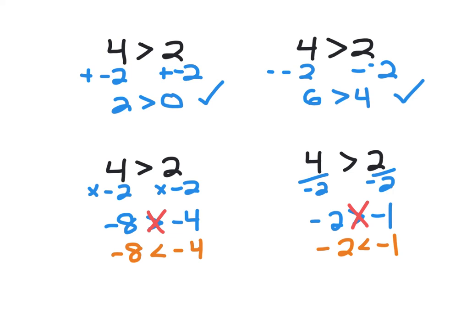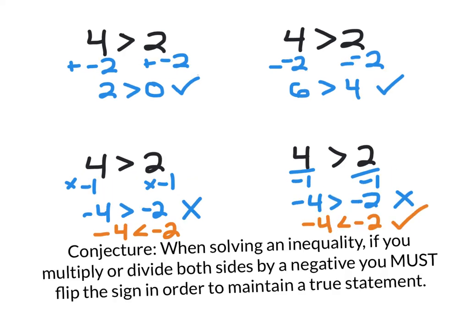So folks, our conjecture: same but different. When we solve an inequality, we still use the same inverse operations that we use when solving an equation, but the part that is different, in order to maintain a true statement, is that anytime we multiply or divide both sides of the inequality by a negative, we must flip that sign. So same but different. We still use inverse operations, but remember, anytime you multiply or divide both sides by a negative, you must flip the sign.